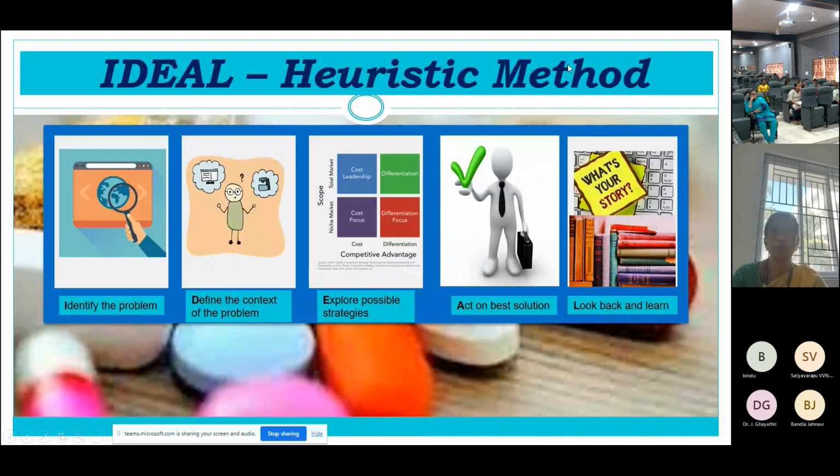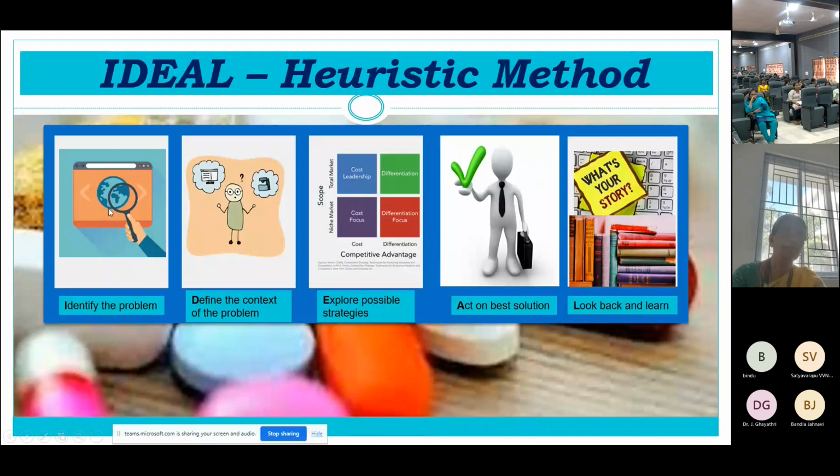What is your story, what you have done? Again, can I get a better solution than this? That is why you are getting version 1, version 2, version 3, version 4. After and after we are getting new versions. Why? They are giving you the best upgraded versions. So that's it. So this is the heuristic method.